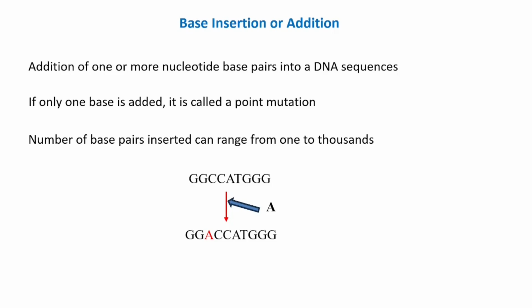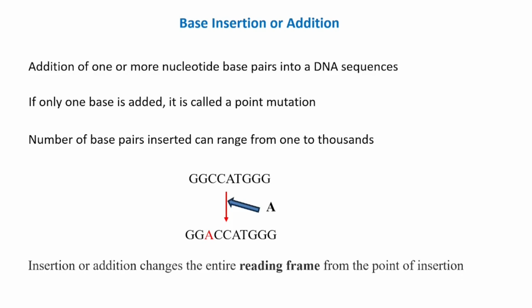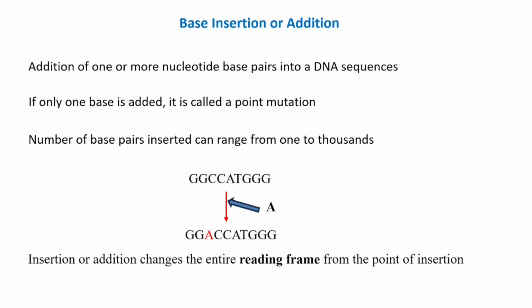A mutation in a DNA is reflected in the nucleotide sequence of mRNA because it is complementary to the gene. Since each codon in the mRNA is of 3 bases and since the genetic code is without punctuation, the insertion or addition changes the entire reading frame from the point of addition. As a result of that, all the codons change from the point of addition. Let us see what effect this has on the protein sequence.